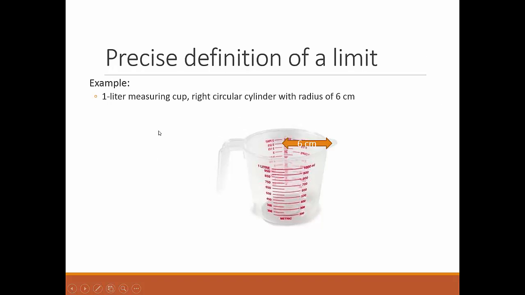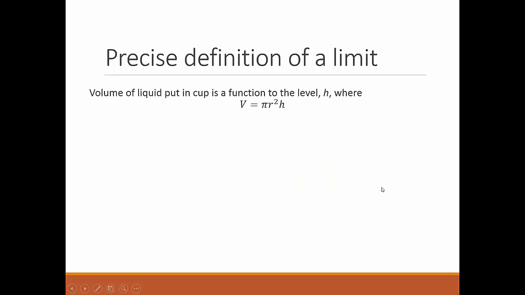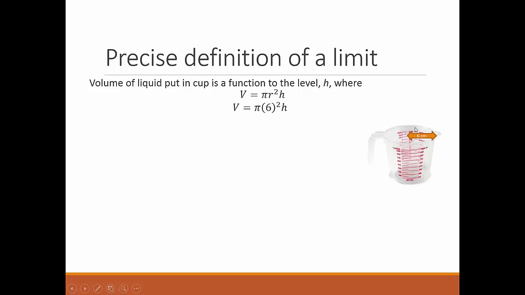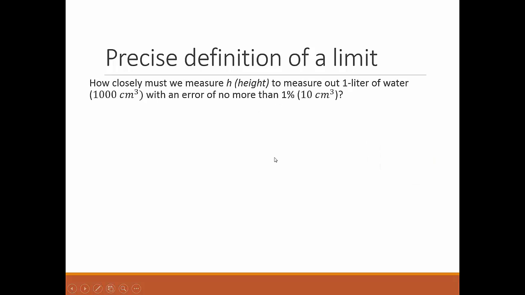If I have a 1 liter measuring cup, a right circular cylinder with a radius of 6 centimeters, the volume of the liquid that we put into the cup is a function of the level h, where the volume equals pi times r squared times h. I just said that my radius was 6 centimeters, so I have a function here. What I want to do is ask how close must we measure that height to measure out 1 liter of water, because you know you cannot get exactly 1 liter.